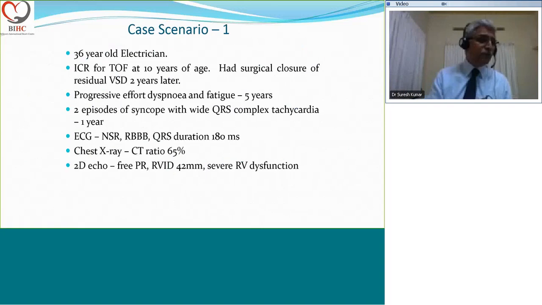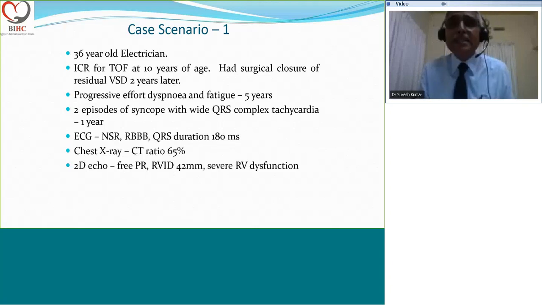If you look at this case scenario, this is a 36-year-old electrician who was repaired for tetralogy at the age of 10 years, and he had a residual VSD which underwent surgical closure 2 years later. He was all right till he reached the 30s when he started having progressive effort dyspnea and fatigue. He had 2 episodes of syncope with a wide QRS complex tachycardia. His ECG had shown normal sinus rhythm, right bundle branch block, and a QRS duration of 180 milliseconds. His was the ECG that I showed you in the beginning.